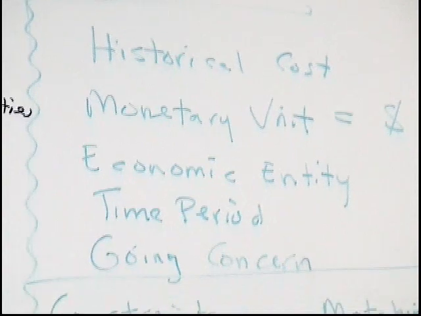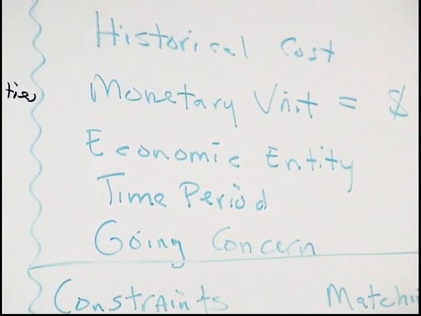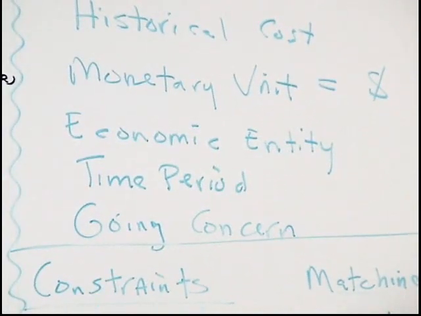Economic entity assumption: the books and records of the company are separate and distinct from those of the owners. So when Microsoft reports how much cash it has, and I happen to be a stockholder of Microsoft, they don't include how much I have or how little I have in my checking account. Their property, plant, equipment doesn't include my property, plant, equipment. So the books and the records of the business are separate from the owners. That's the economic entity assumption.